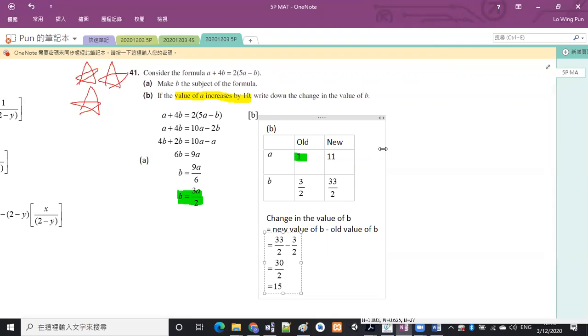So you don't need to upload 41 because I didn't set the question 41 yesterday. Okay? Just make sure you really understand question number 41 because it is really very popular in the exam.